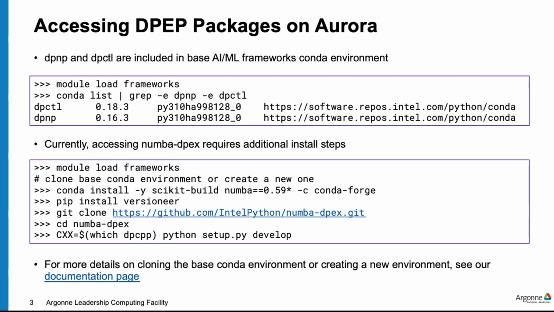But unfortunately, Numba DPEX is not part of that base module, so it does require a few additional steps in case you want to use that package. The documentation has a lot more detail on this, but this little box basically summarizes what needs to be done, which is really you still load the frameworks module and get the base environment. At this point, you can either clone it or create a new one, and then you follow these steps to install the dependencies that Numba has, and then you need to install Numba from source. So you clone the repository and then run this last command here to install it.